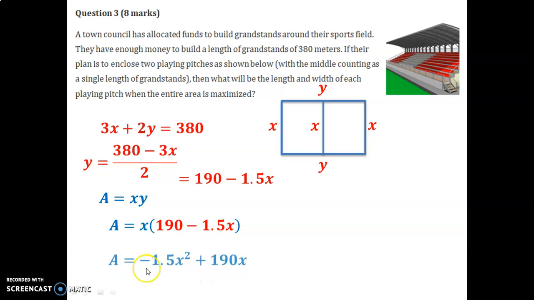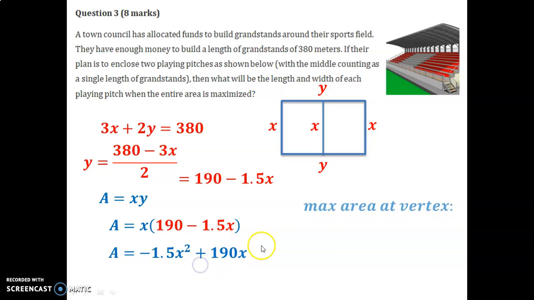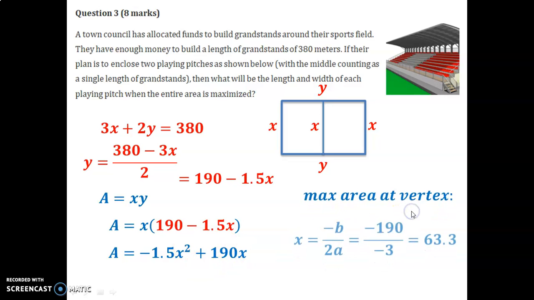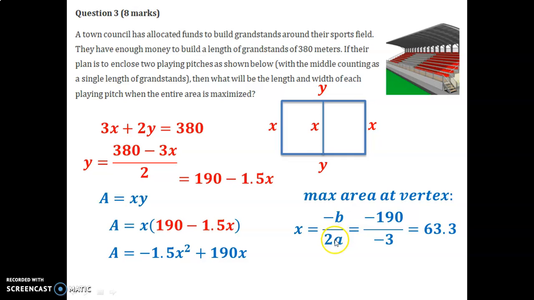Okay, now we have this area model when you multiply this, and with that area model we can find the maximum point, because this will be a parabola and we're looking for maximizing the area. So I'm going to find the max point, and the max point is the vertex. So I'm going to put x equals negative b over 2a to find the vertex. Negative 190 divided by 2 times negative 1.5 is this, 63.3. That tells me to have a maximum area here, this x must be 63.3 because I solved for x.